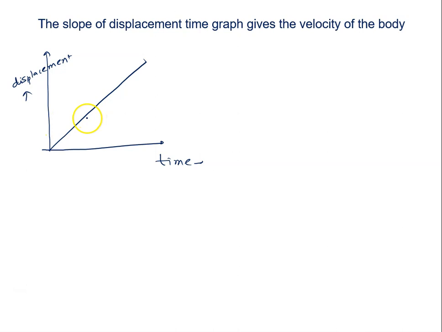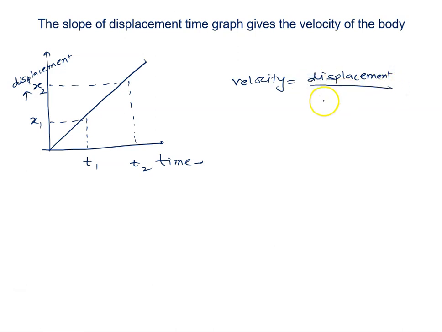Now suppose at a time t equal to t1, the position of the particle is given by x1. After some time t2, let the position of the particle be x2. Now, if we have to calculate the velocity, we know velocity is displacement upon time. From t1 to t2, position is changing from x1 to x2. So displacement is final position, that is x2, minus initial position, that is x1. Time taken is t2 minus t1.